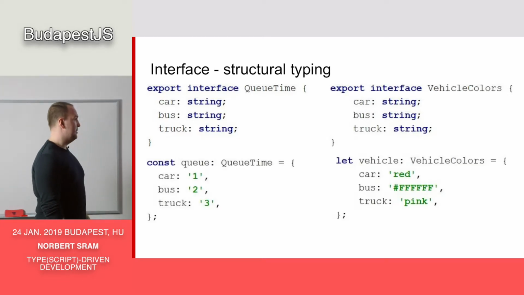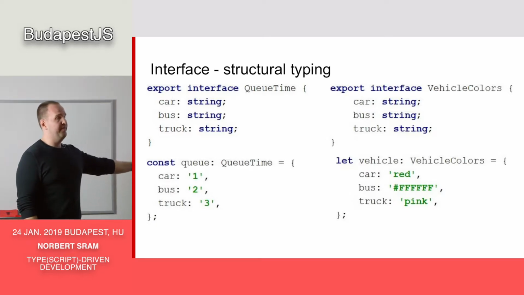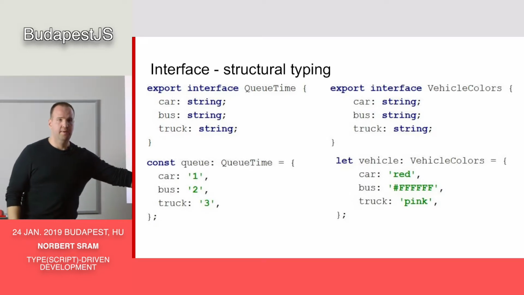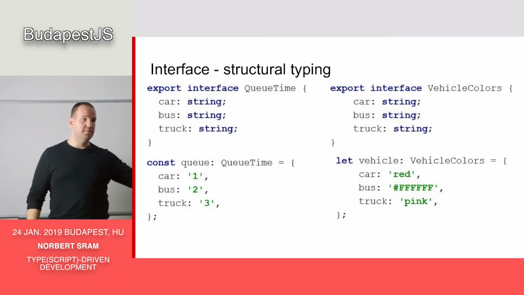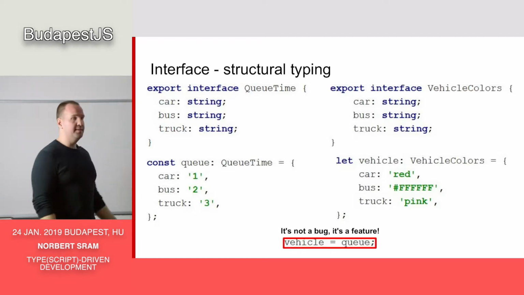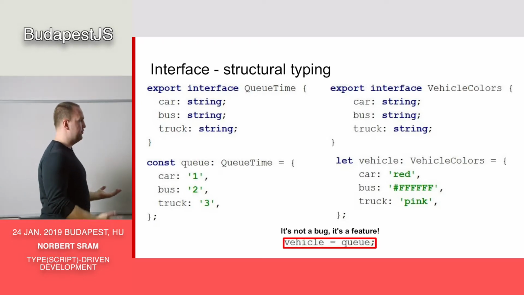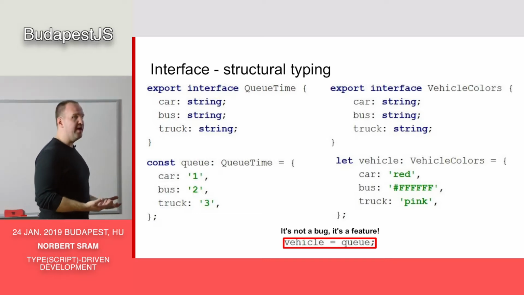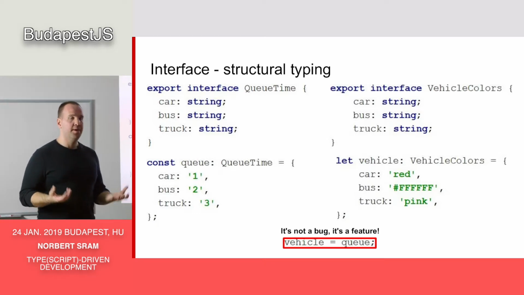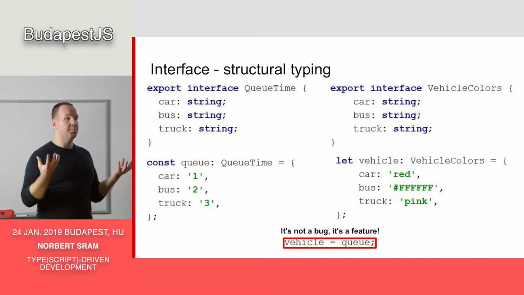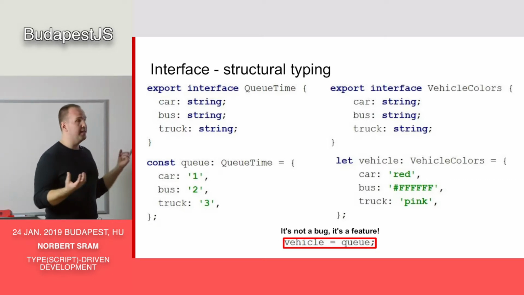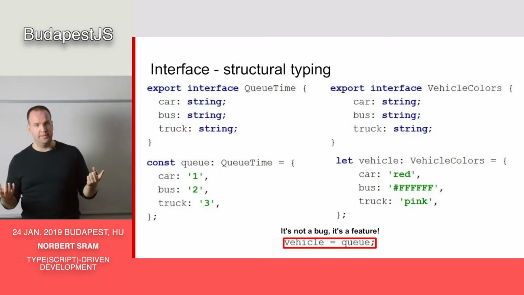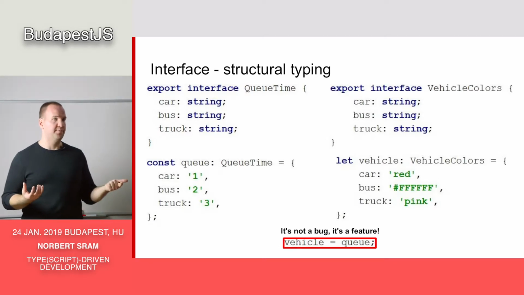What this means is if I have a queue and I have some vehicle colors, I can easily assign a queue to vehicles. Why? Because they have the same properties. A type is defined based on its properties, not by its name. That would be nominal typing. That's what Java and C# do, for example.